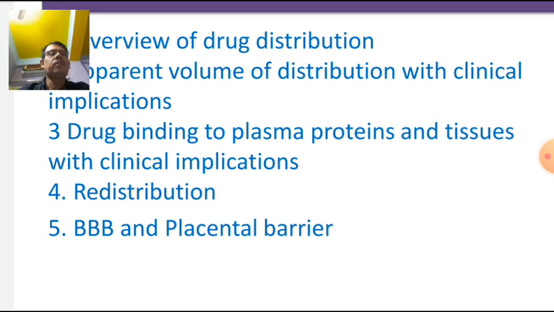In the next slide and next video, you can learn more details about drug distribution in the body in different states.